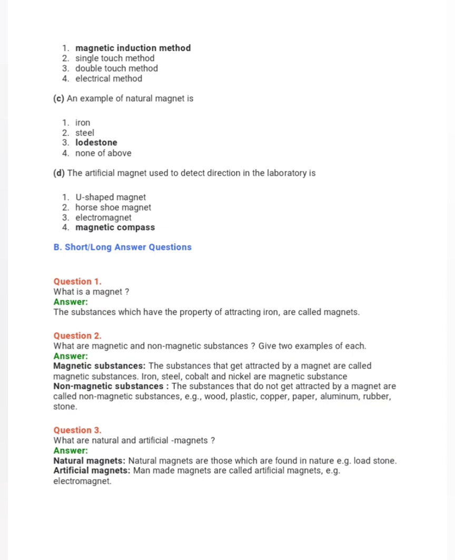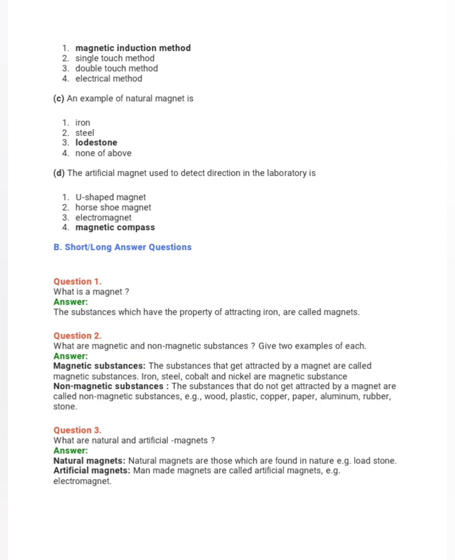Answer. Magnetic substances. The substances that get attracted by a magnet are called magnetic substances. Iron, steel, cobalt and nickel are magnetic substances. Non-magnetic substances. The substances that do not get attracted by a magnet are called non-magnetic substances. For example, wood, plastic, copper, paper, aluminium, rubber, stone.